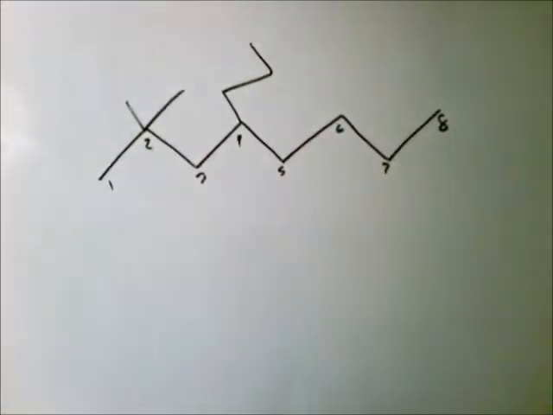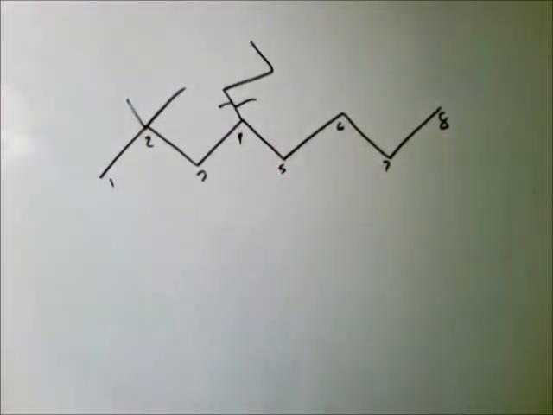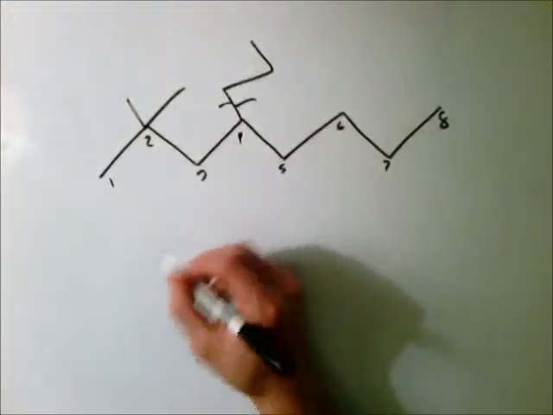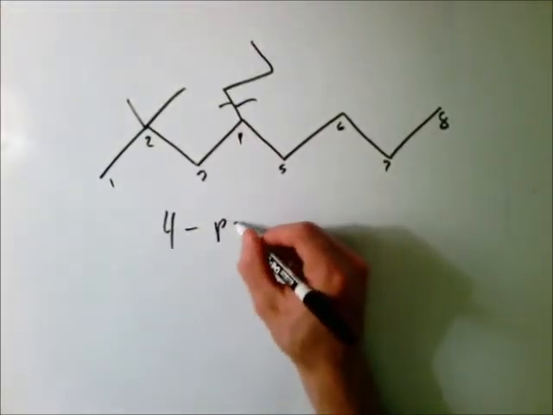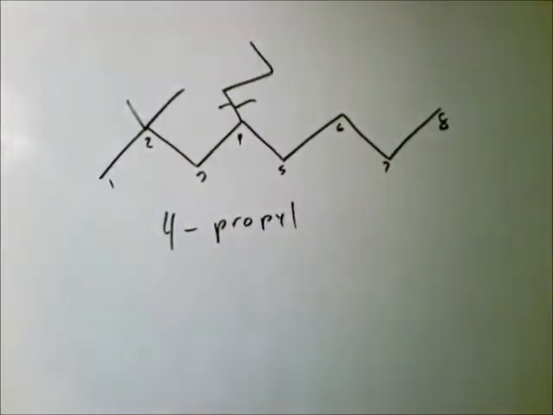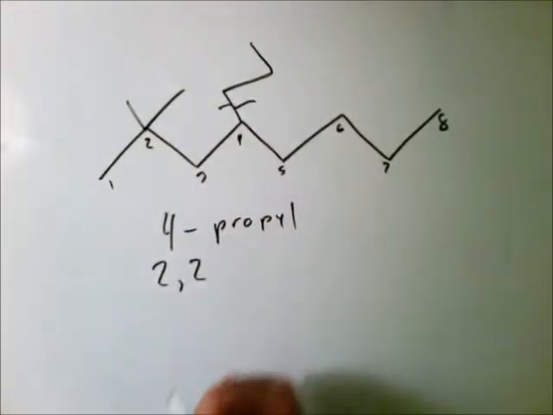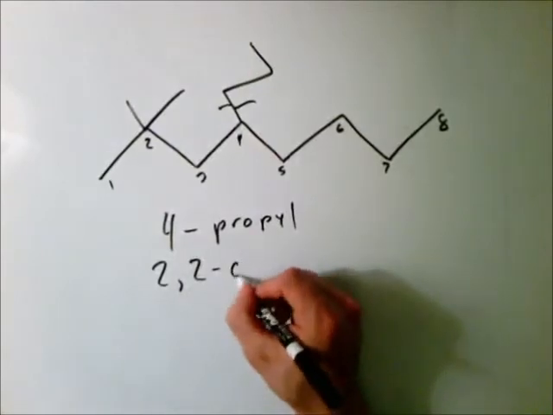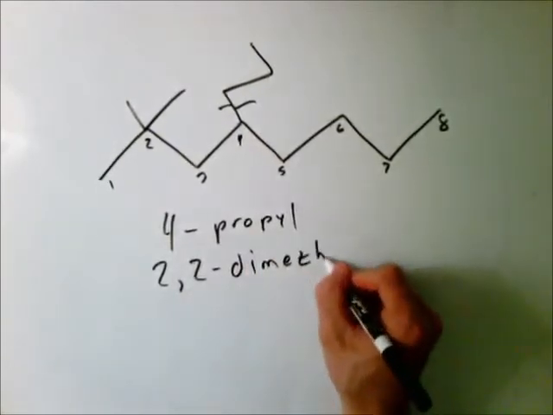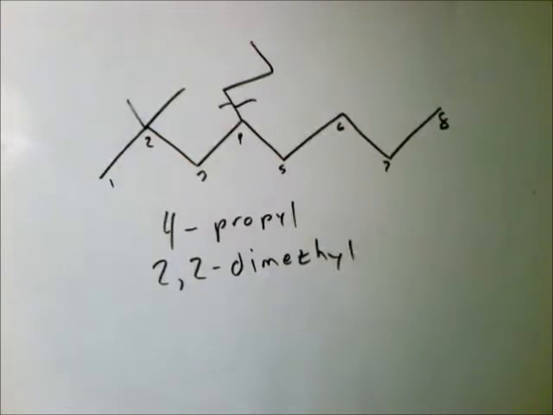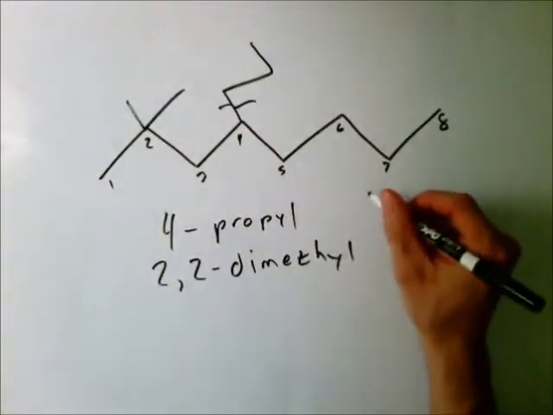And now we have 3 alkyl groups to deal with. On 4, we have a 1, 2, 3, 3-carbon alkyl group. So 4 is going to be associated with a propyl. On 2, we have 2 methyls. Well, we know what to do there. We're going to do the number twice, and then we're going to do dimethyl. And now we have to just alphabetize. Oh, sorry. Our parent name for the longest carbon chain is octane.